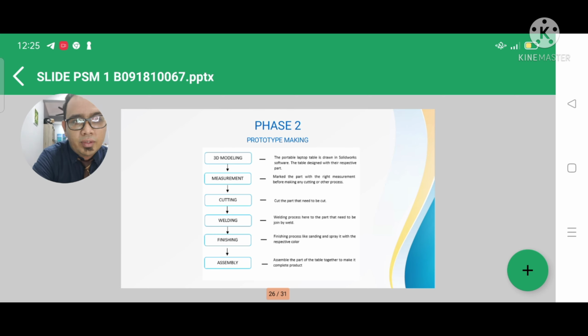This is the flowchart of the prototype making. First, we make the 3D modeling process. After that, make a sketch. Second, after completing the 3D modeling, we print the template. It is easy for us to mark when making a prototype. This we call the measurement process. Mark the part with the right measurements before making any cutting or other process.